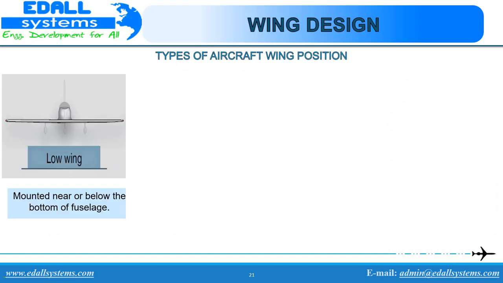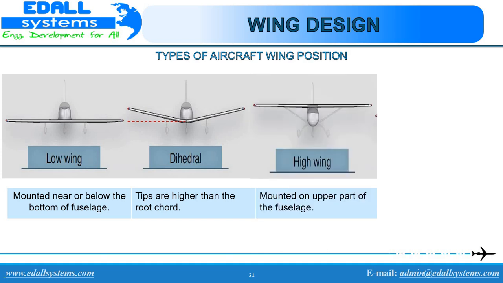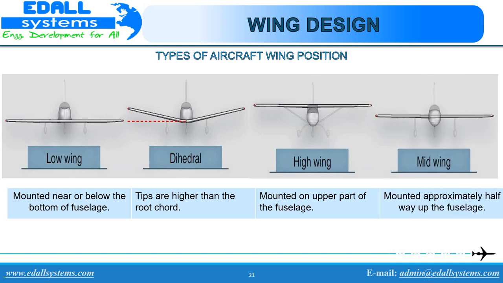Types of aircraft wing position. Low wing: mounted near or below the bottom of the fuselage. Dihedral: the tips are higher than the root of the wing. High wing: mounted on the upper fuselage, when contrasted to the shoulder wing, applies to a wing mounted on a projection, such as the cabin roof, above the top of the main fuselage. Mid-wing: mounted approximately halfway up the fuselage.